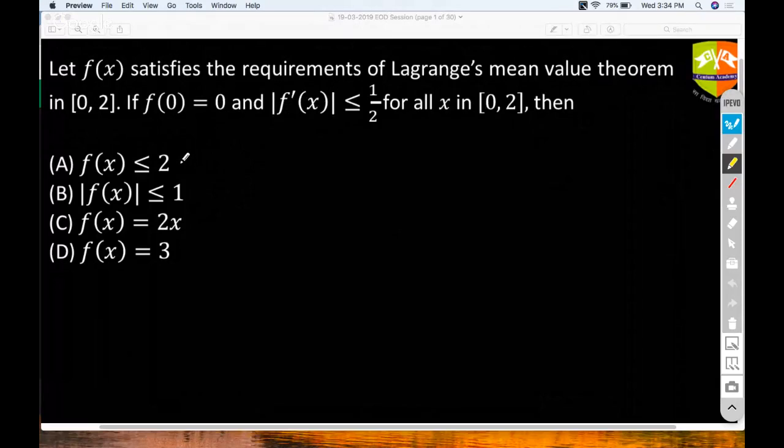All right, so let's start with the first problem. f of x satisfies the requirement of Lagrange's mean value theorem in the interval 0 to 2, and it's given that f(0) is 0 and |f'(x)| is less than or equal to half for all x in the interval 0 to 2. Then which of the following options are correct?